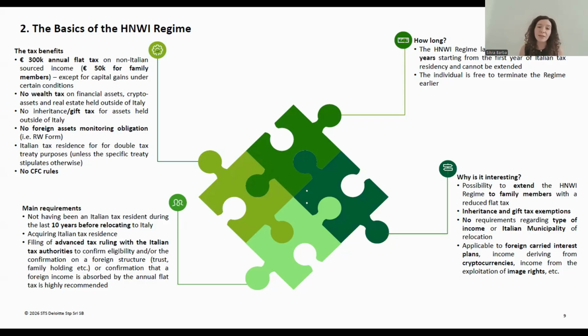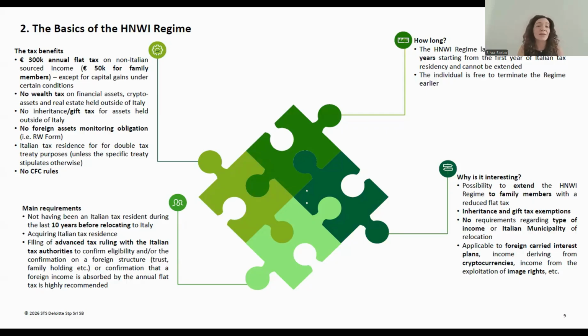So for the main applicant, the flat tax due annually is equal to 300,000 euro. But if any family members apply as dependent applicants, they may enjoy the very same benefits by paying only a reduced 50,000 euro flat tax per year. So that is another thing that is quite interesting and convenient. It applies to foreign carried interest, income deriving from cryptocurrencies, and income from exploitation of image rights. So basically, it offers the widest benefits possible.